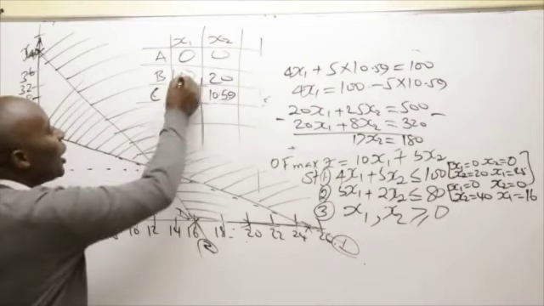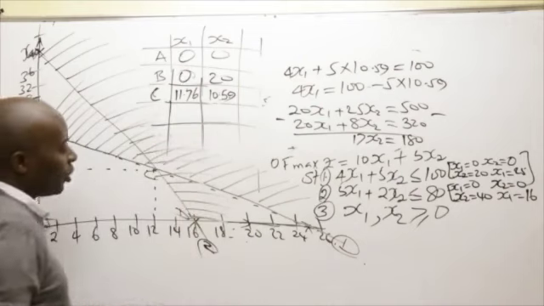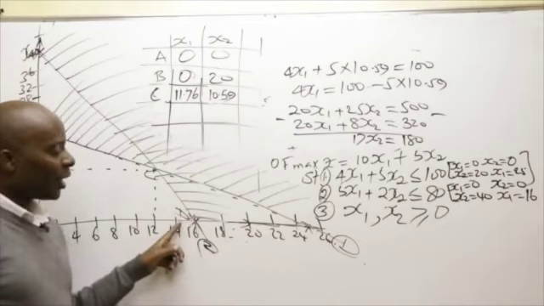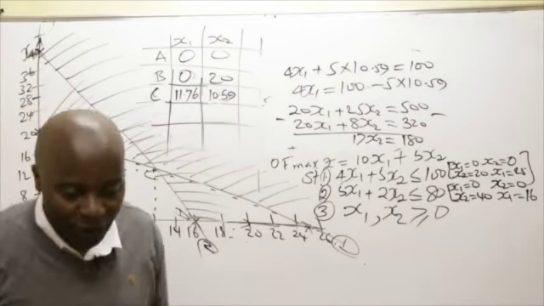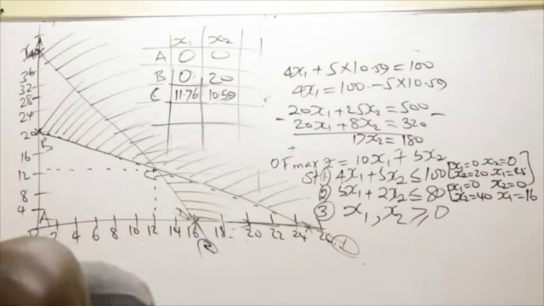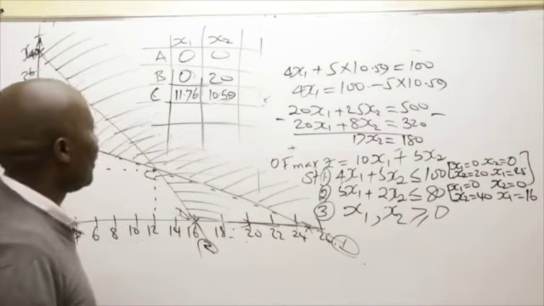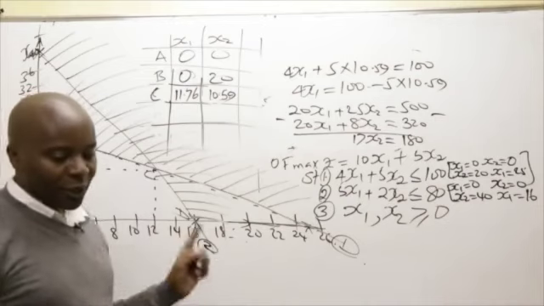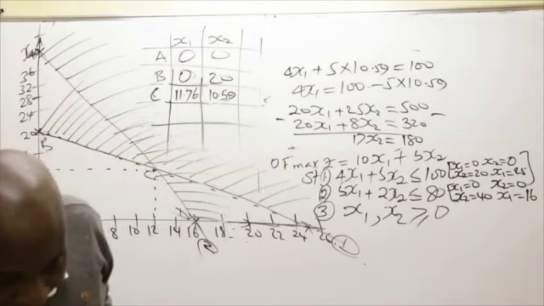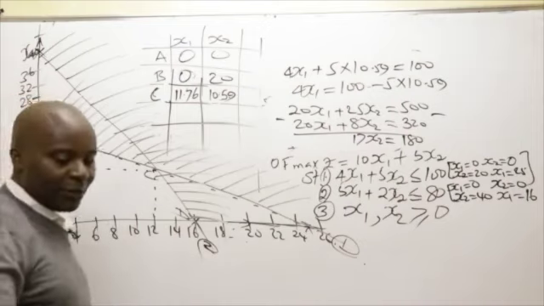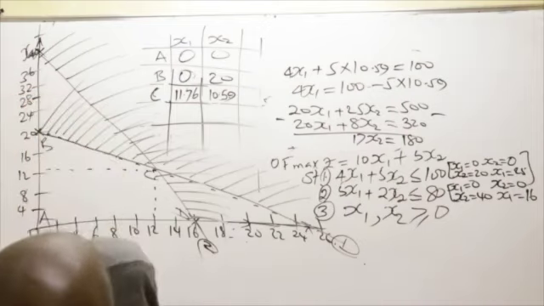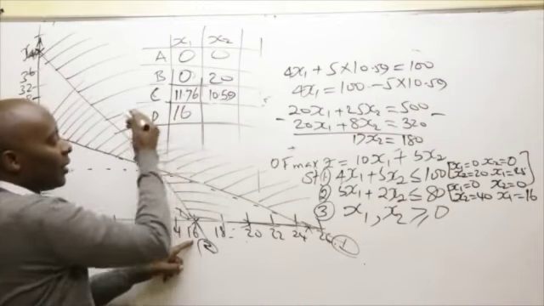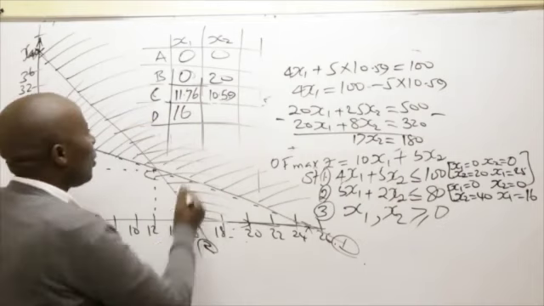For corner D, could you kindly give me the coordinates? Corner D, you don't need a calculator. Corner D is right at the periphery. I simply want you to read. Corner D, what is the value of x1 and what is the value of x2? I've been told by a student here called Edward that x1 is 16, right? And of course, x2 will be 0.